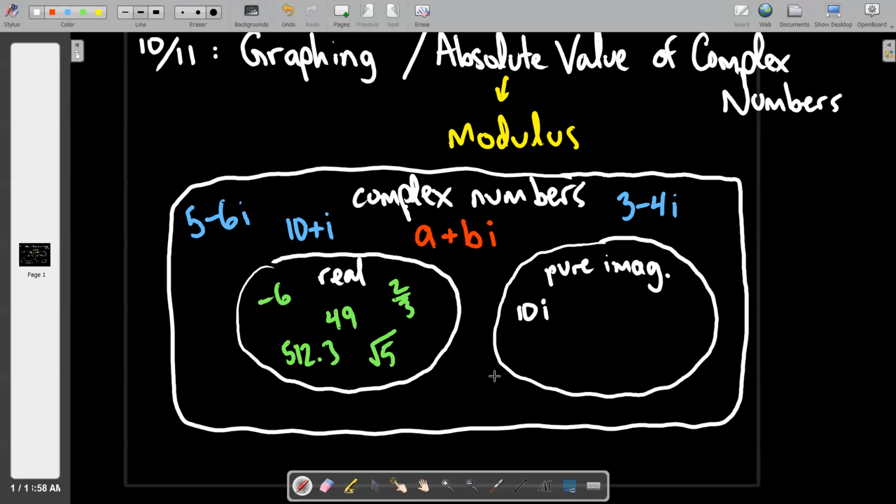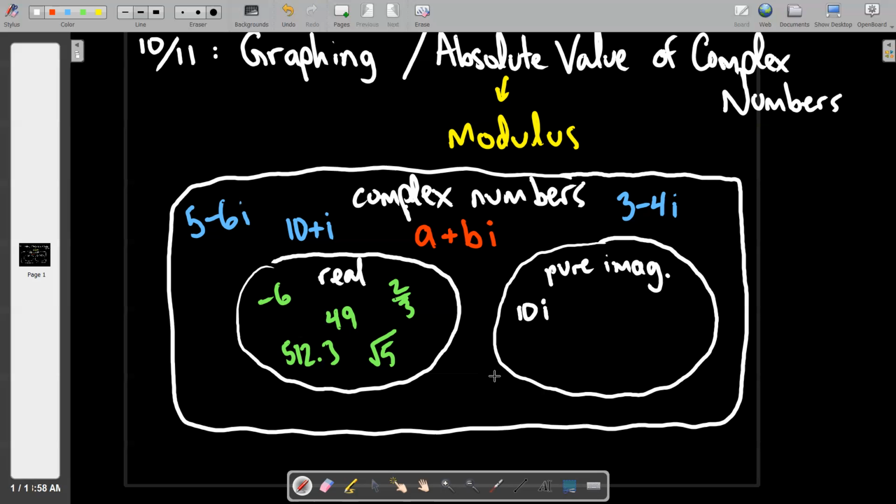You don't have a real part. Very good. So listen, complex numbers have, generally speaking, two parts. They have an A, which is the real part, and they have a Bi, which is an imaginary part. But if you're in one of the subsets, then if you don't have your imaginary part, you're a real number. If you don't have your real part, you're what we call a pure imaginary.